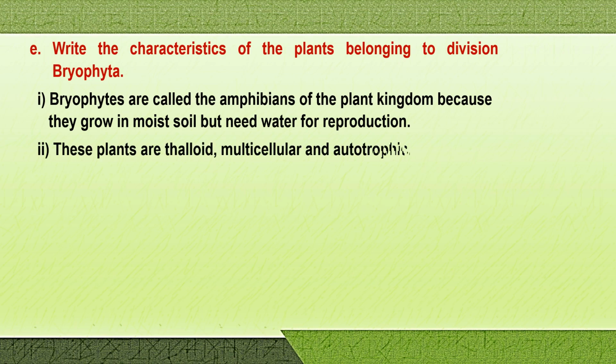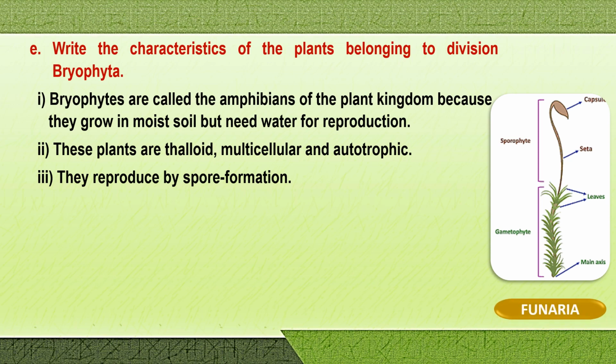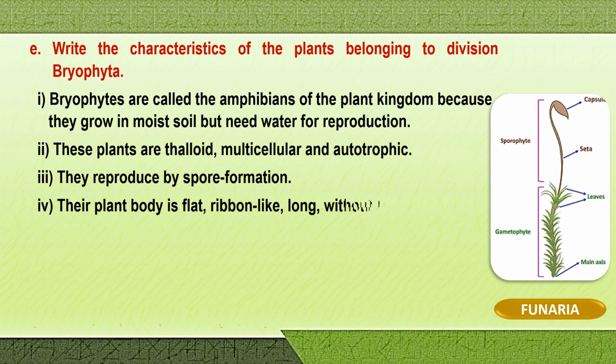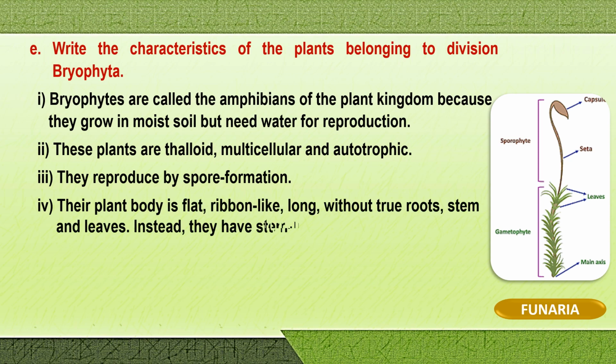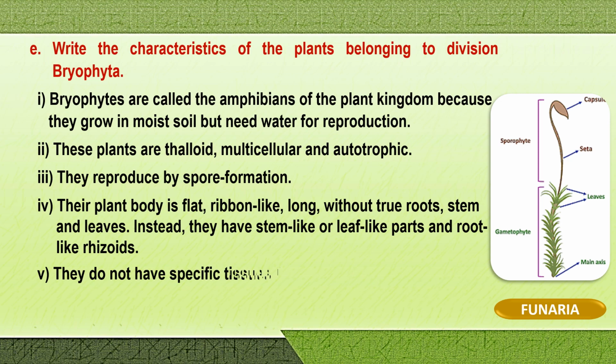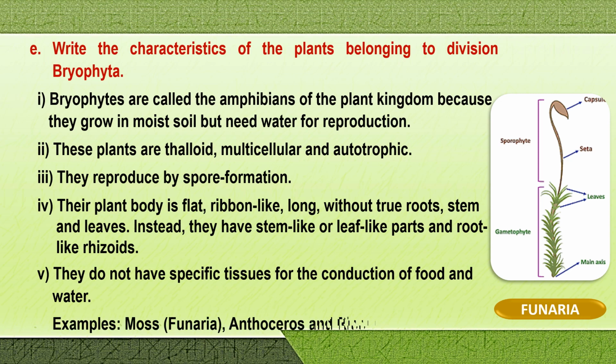These plants are thalloid, multicellular, and autotrophic. They reproduce by spore formation, again, just like fern. Their plant body is flat, ribbon-like, long, without root, stem and leaves. Instead, they have structures that look like a stem, leaf or root, called rhizoids. They do not have specific tissues for conduction of food and water. Examples are moss, anthoceros and riccia.